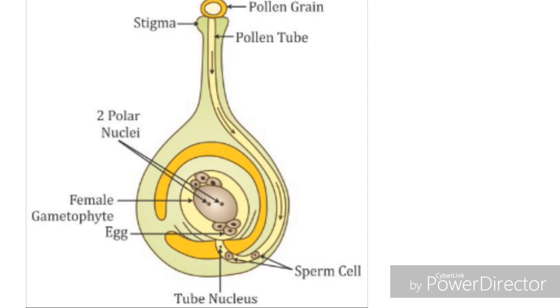Students, the zygote further develops into an embryo, and the embryo develops into a sapling, a young plant. So this embryo will be present in the seed. So the seed bears the embryo. After germination or sprouting, the embryo develops into a sapling or young plant.